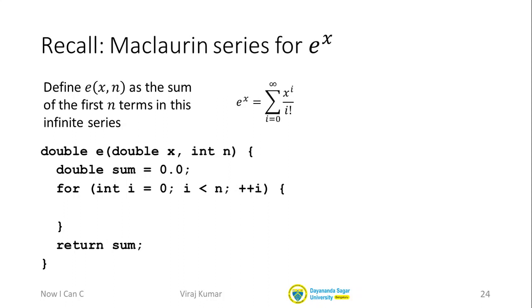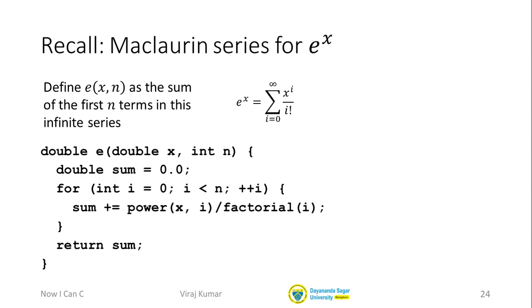Now, what do we want to do in the loop body? We want to increase the value of sum. Sum is accumulating the answer. So we can use that plus equal to operator. And if you look at the formula that's given in the Maclaurin series, the term is x to the power i. Well, we have a function power x comma i. We just wrote it. We even had an optimized version of it. So we can use that in the numerator.